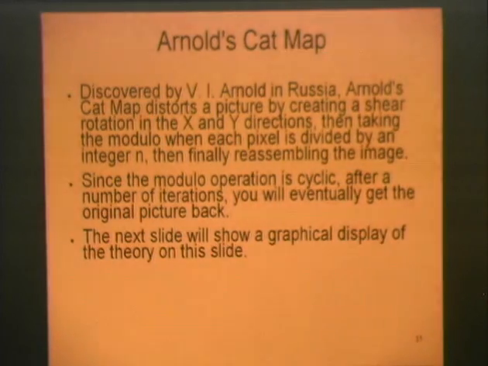Basically, you're used to the remainder from grade school division, where 7 divided by 3 is 2 with a remainder of 1, so we'd say modulo 1. And then you use the modulo in the next run-through of the loop. Since that's cyclical, you'll eventually get back to the original image. So you have this really cool effect of tearing apart the picture, and then after a number of steps, you get the original picture back. So next slide, I'll show the theory on this slide.